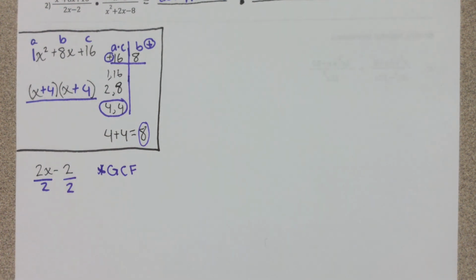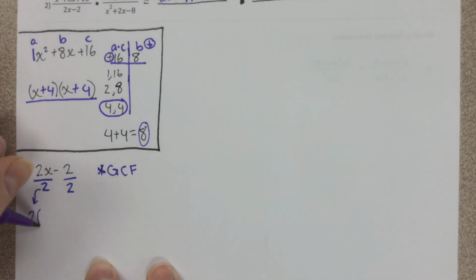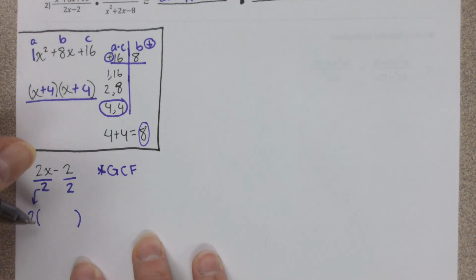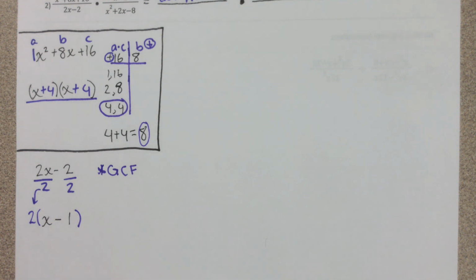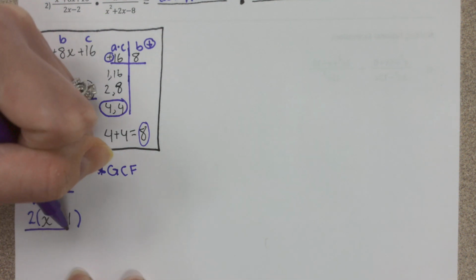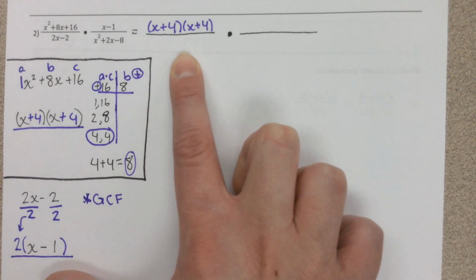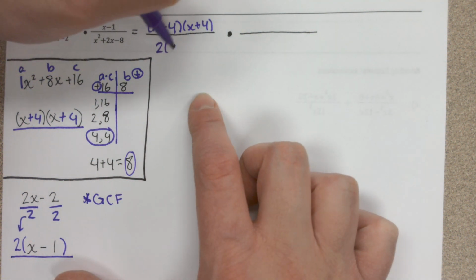And some of you have probably already made this mistake on your homework. When you have a GCF, it doesn't disappear, it comes out. So bring the 2 out, and then divide. That will give you what's inside the parentheses. 2x over 2, the 2's cancel, and we just have x, minus 2 over 2 is just 1. And here's how it factors. So that's the bottom of the first fraction. We'll replace it with 2 times x minus 1.